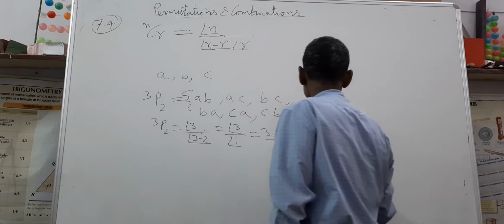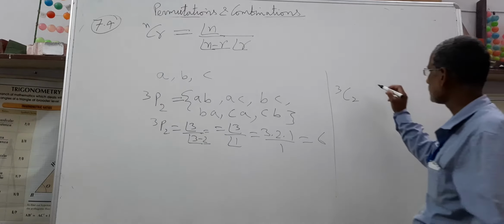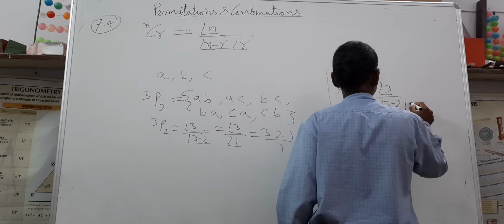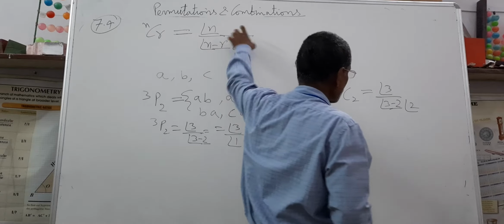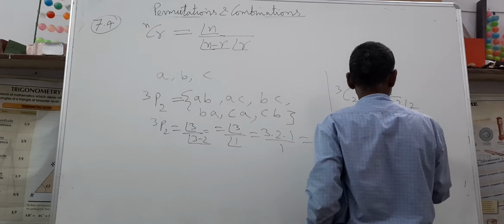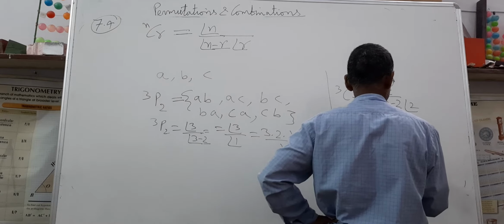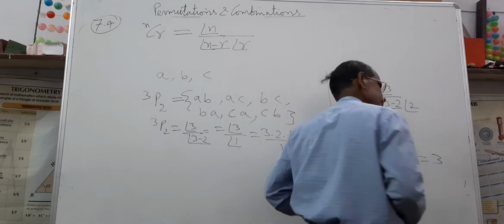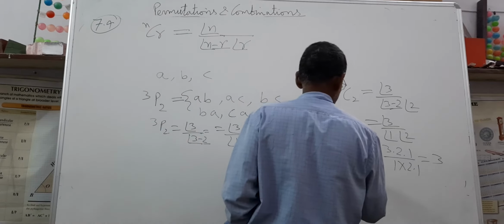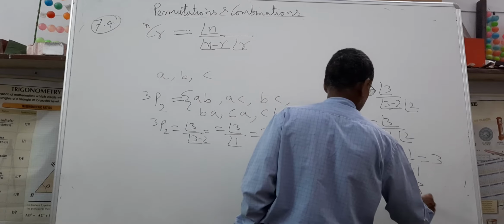But what are selections? 3C2 is equal to factorial 3 upon factorial 3 minus 2 factorial 2. Using this formula, it is equal to factorial 3 upon factorial 1 factorial 2, which is 3 into 2 into 1 upon 1 into 2 into 1, is equal to 3. Now what are the selections? Selections are AB, AC, BC. Bas.